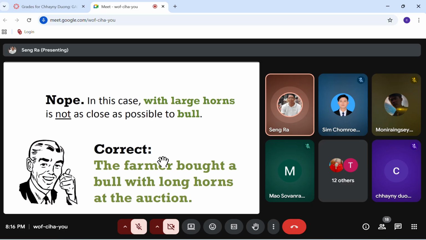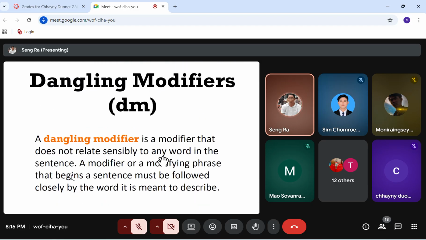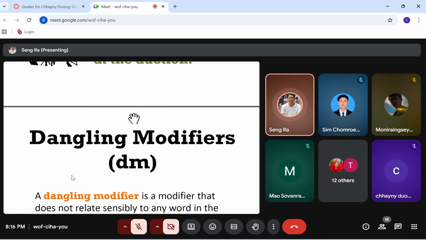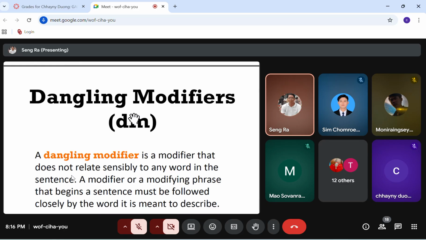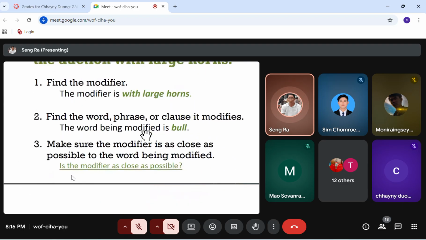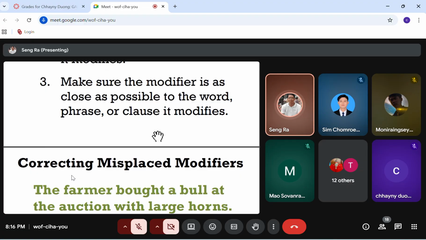So I want to go to dangling modifiers now. Misplaced is one, and this one is dangling. But I would rather keep it for next week, so we'll finish it next week. But remember, you're studying modifiers, adjective modifiers. We focus on dangling modifiers and misplaced modifiers.